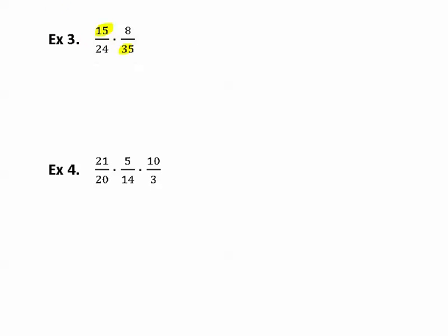We can cross-cancel. What goes into both 15 and 35? And that answer is 5. 5 divides into 15 3 times. 5 divides into 35 7 times. Then on the other diagonal, we have 24 and 8. They're both divisible by 8. Now, if you chose a smaller number like 4 or something like that, which also works, you would just at the end need to reduce again. But 8 divides into 8 once. 8 divides into 24 3 times.